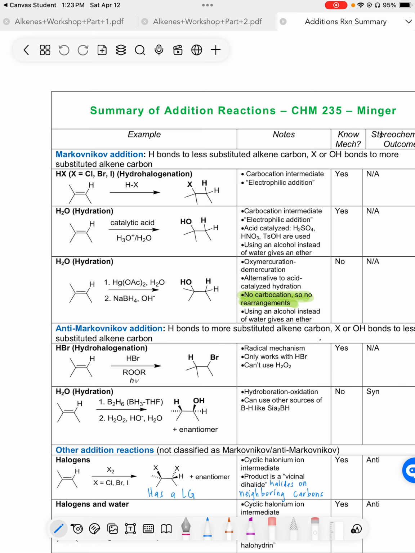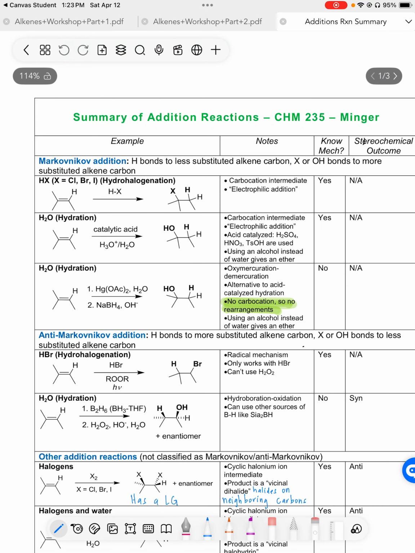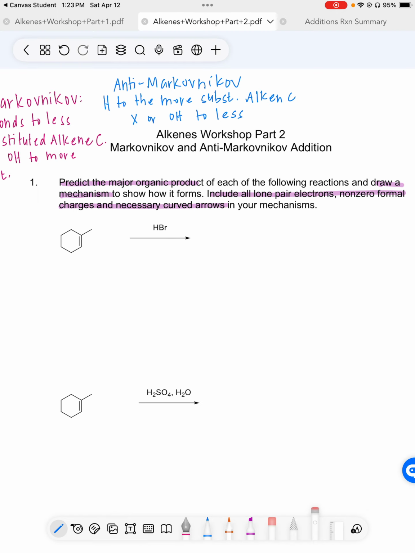And then I also have this pulled up to use as a reference. I would suggest making flashcards of these that would include the reagents that you would need to use, the products, the mechanisms if you need to know them, and any important notes. That would be handy.